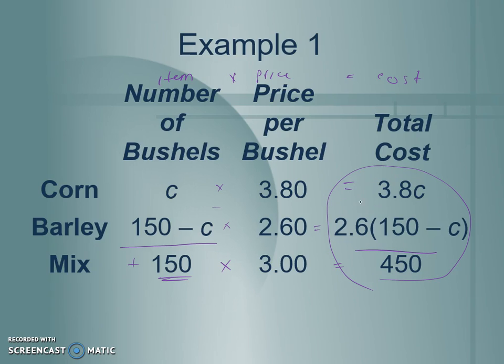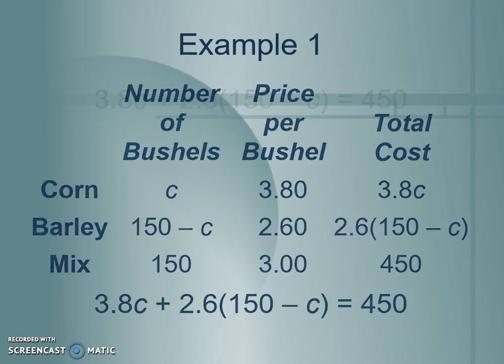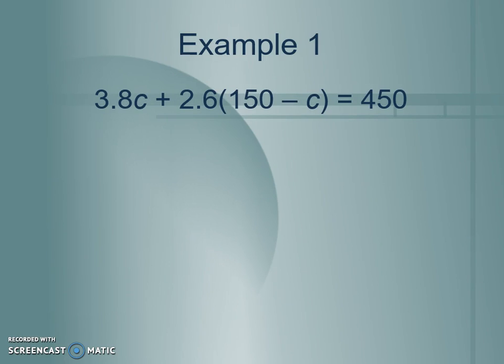And we know that when we add the cost of our corn plus the cost of our barley, that's going to equal the cost of our mix. So that's our final equation. 3.80C plus 2.6 times the quantity of 150 minus C equals 450. And then we can use that equation to solve.